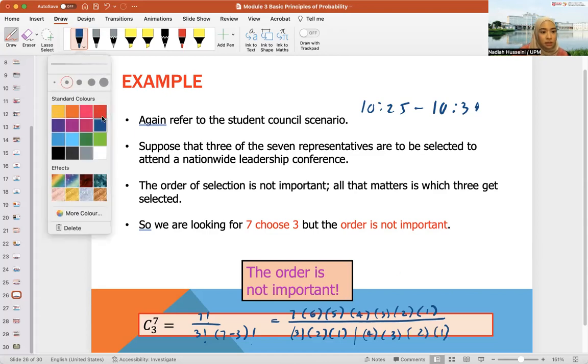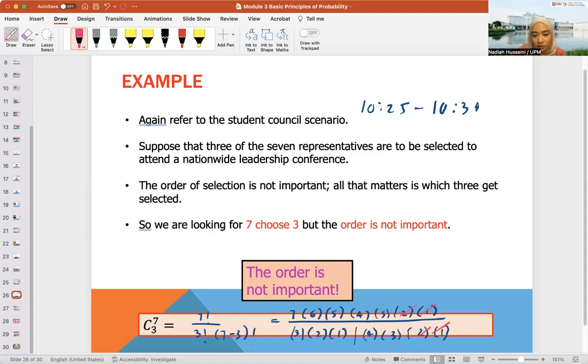So again, let's make our lives easy. Let's cancel this out. 3, 3, 4, 4. Then we are left with 3 times 2 is a 6. Cancel this out. I'm left with 7. So there's only 7 ways to select 3 out of the 7. That's not a lot. Okay, so that is how you do it.